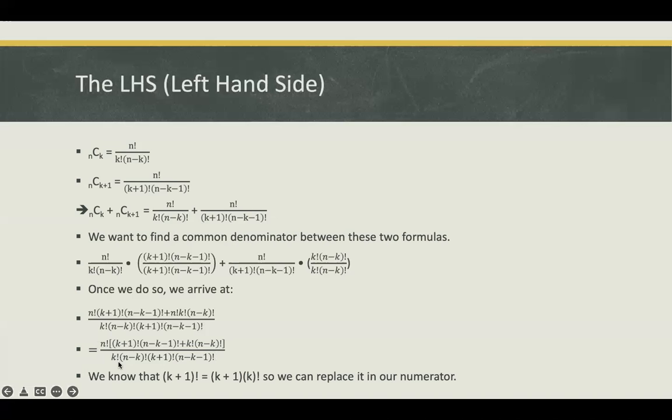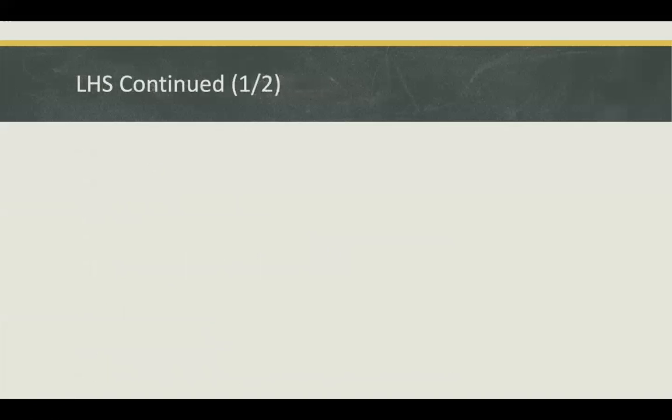Now, a little refresher on basic factorial knowledge: we know that k plus 1 factorial is equal to k plus 1 times k factorial. So we can replace that in our numerator as well. Once we do so, we are left with n factorial times k plus 1 times k factorial, which was the substitution we made for the k plus 1 factorial, times n minus k minus 1 factorial plus k factorial times n minus k factorial over the common denominator that we found in the original steps when we multiplied.